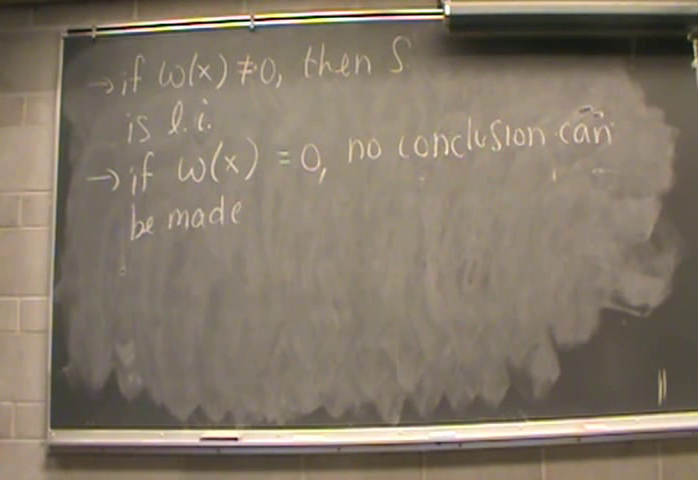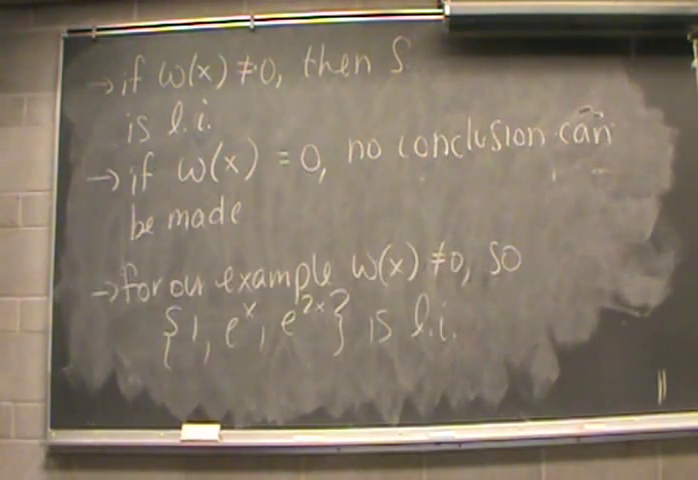If you calculate the Wronskian and you get it to be not identically equal to 0, then the set of functions that you started with is linearly independent. However, if you calculate the Wronskian and you do get that it is identically equal to 0, then we can't conclude anything about that starting set. Of course, in our example, the Wronskian was equal to 2e to the 3x, which is not identically equal to 0. So we're able to conclude that this set of functions, 1, e to the x, e to the 2x, is a linearly independent set in C2 minus infinity to positive infinity.